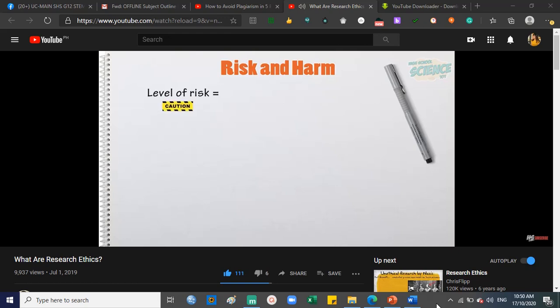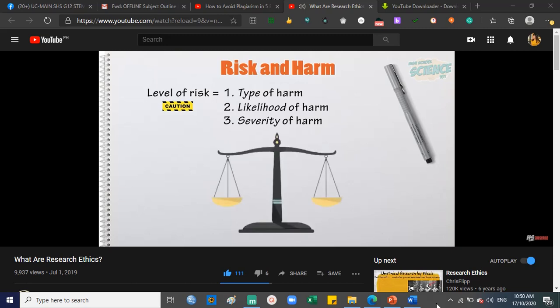The level of risk really depends on the type of harm that may be caused, the likelihood of that harm, and the severity of the harm. As a researcher, you must do everything possible to minimize the amount of harm to your participants. If you do intend to cause harm, you must also justify why the benefits of your study will outweigh the harm that you're causing. For example, you might be working on a cancer treatment, and the side effects of that treatment will cause a bit of harm, but the potential benefits of finding a cure for cancer may outweigh those side effects.